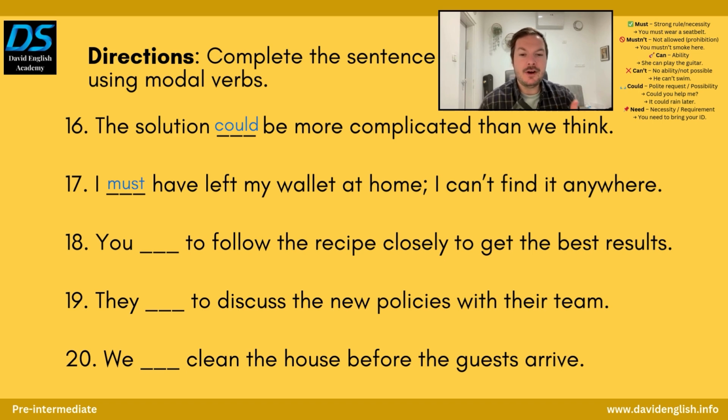18. You need to follow the recipe closely to get the best results. I think this is very necessary. It's a requirement. So you need to follow the recipe closely to get the best results. 19. They need to discuss the new policies with their team. Here again, I think this is very necessary and it's required. They need to discuss the new policies with their team. And 20, we must clean the house before the guests arrive. I think there's a very strong necessity, or it's very necessary, and we must clean the house before the guests arrive.